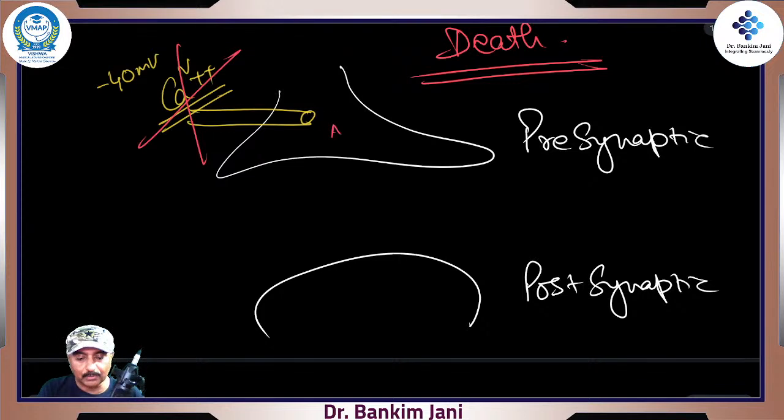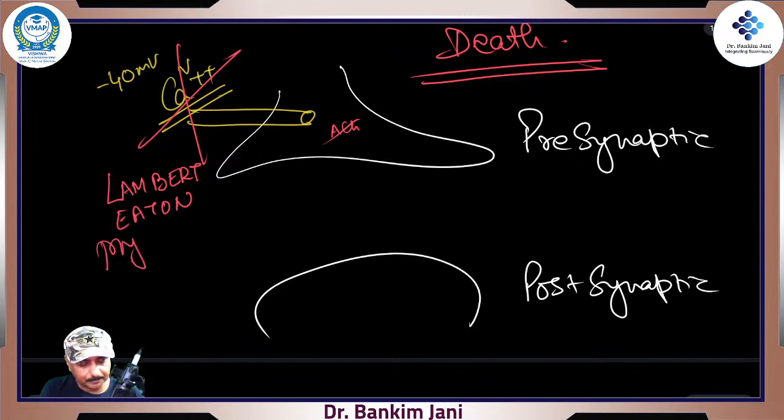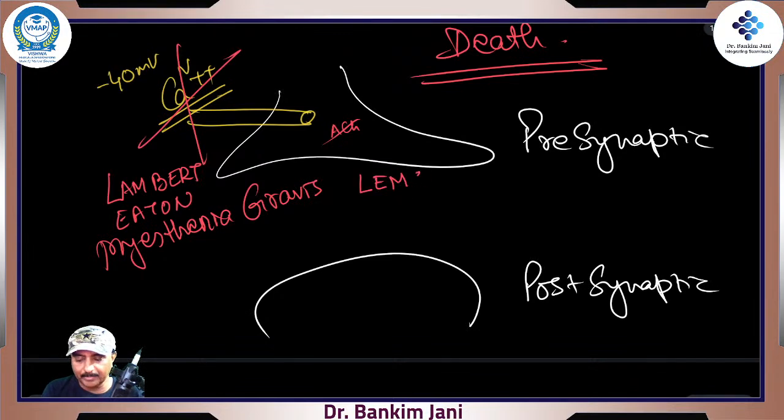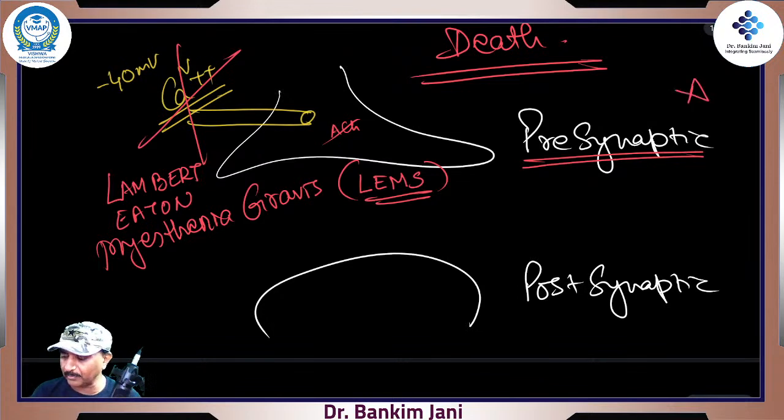So again, acetylcholine won't be released. This condition is called Lambert-Eaton myasthenia gravis. In short, LEMS. The point to remember is that it is presynaptic. Do remember, these are some common questions which are asked. So Lambert-Eaton myasthenia gravis is because of the presynaptic calcium blockers.